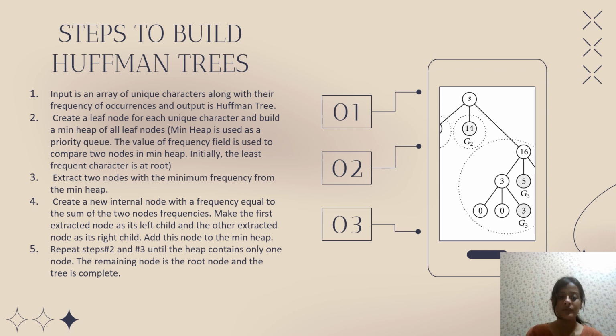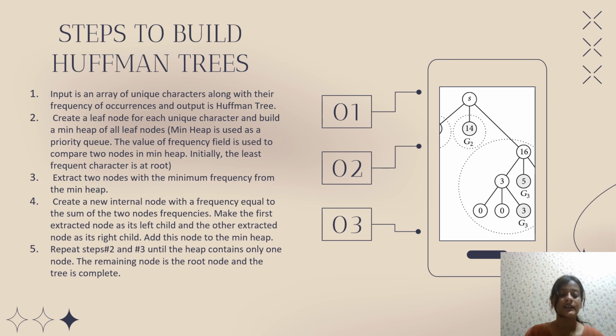First, input is an array of unique characters along with their frequency of occurrence and output is a Huffman tree. Second, create a leaf node for each unique character and build a minimum heap of all the leaf nodes. Min heap is used as a priority queue. The value of the frequency field is used to compare two nodes in the minimum heap. Initially, the least frequent character is at root.